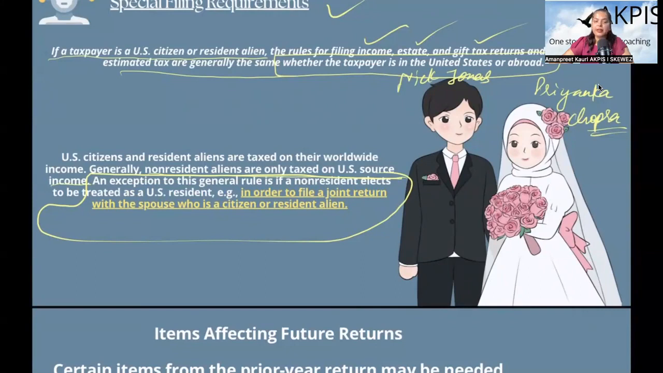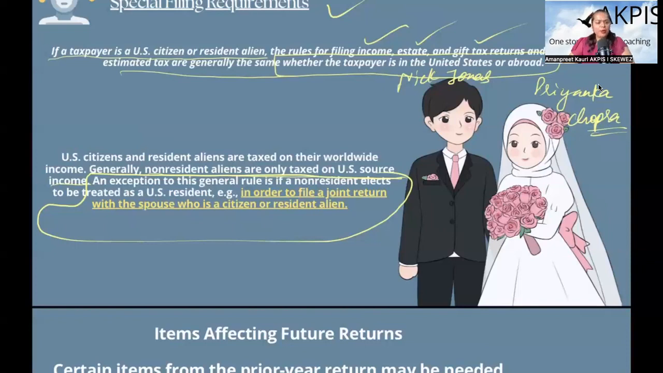She is not meeting the substantial presence test. What was the substantial presence test? We just discussed: 31 days stay in the current year and 183 days stay at least, counting the current year plus the 2 previous years. If you're satisfying both these conditions, you will be a resident. But let's say she's a non-resident. She is not satisfying the green card test. She is not satisfying the substantial presence test. So she is a non-resident.